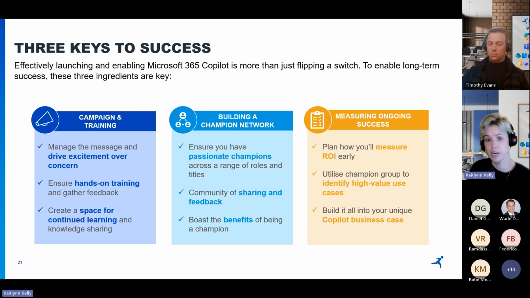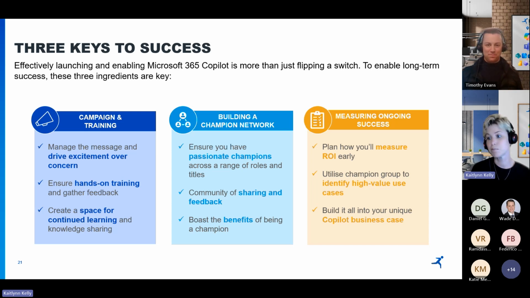We've also got building a champion network. So you really cannot underestimate the value of influencers within your own organization that are going to share passion and cascade really vital messages. And I always say that the call that comes from inside the house is always going to be so much more powerful.